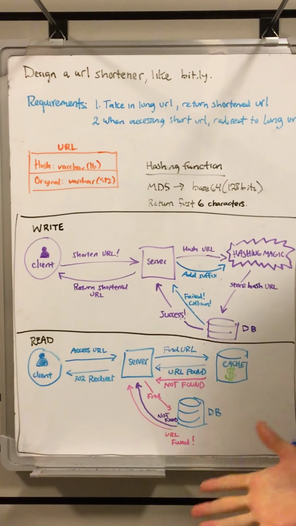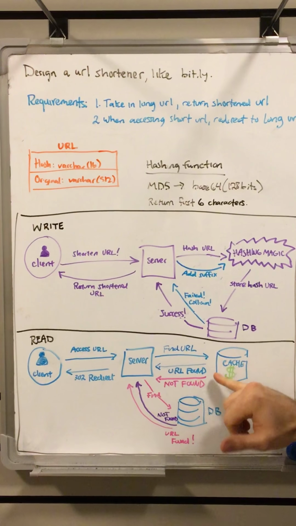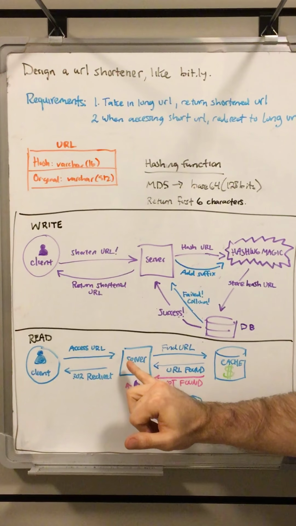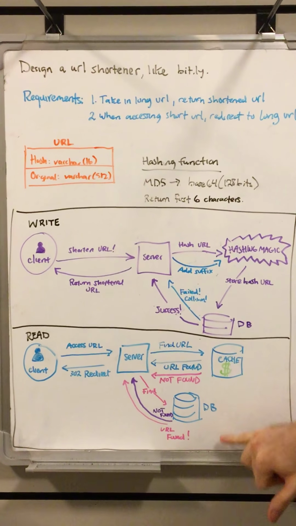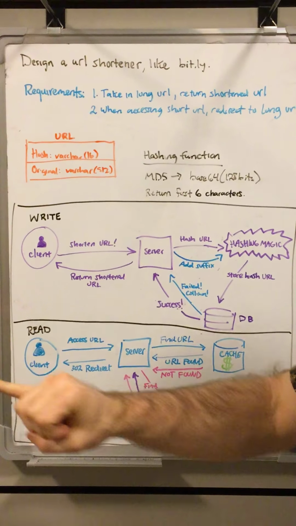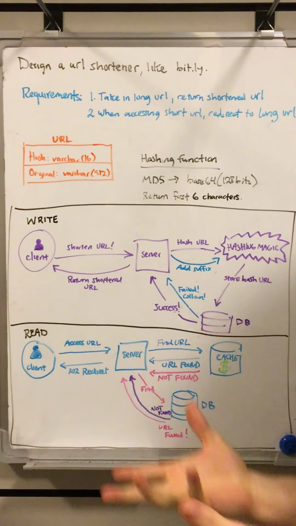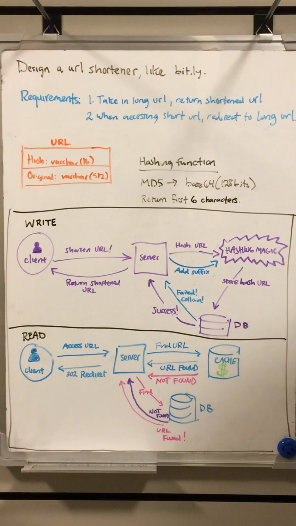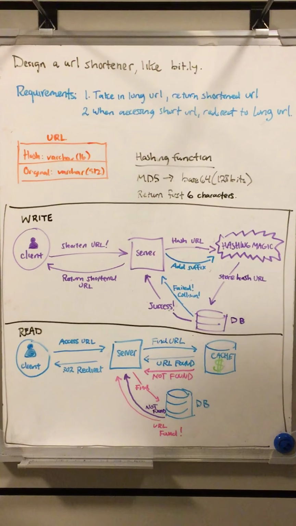However, if this is the first time you've accessed it and it doesn't find it, our server will try to find it in our database. And if it finds it, it'll come right back up to the server and do the 302 redirect to the original link, to the original URL.